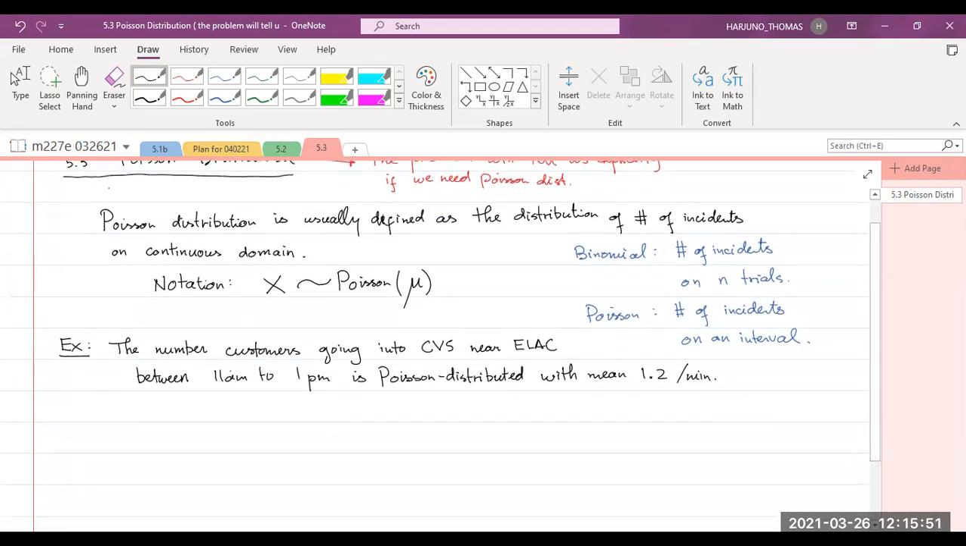Okay, then the notation will be, let X be the number of customers going to CVS.